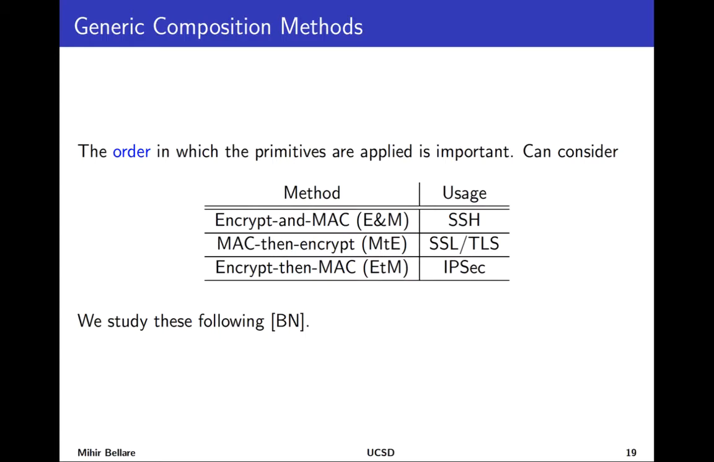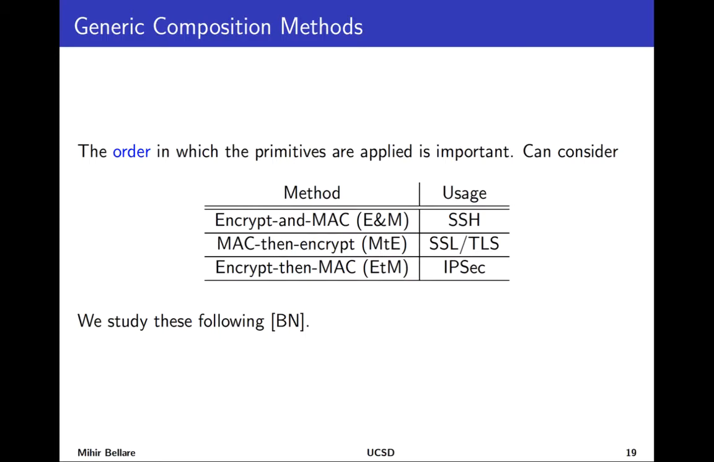There have been three basic methods for building authenticated encryption in a generic way. And what's different between them is simply the order in which the two things are done. There's encrypt and MAC, which kind of encrypts and authenticates the message in parallel. MAC then encrypt, which says first I'll authenticate, then I'll encrypt. Or encrypt then MAC, which says first I'll encrypt, then I'll authenticate.